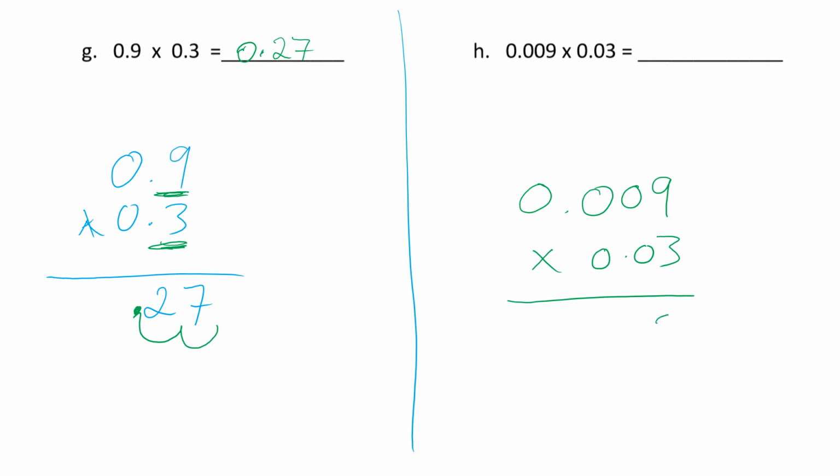For number H, much of the same thing, but we've just got to work out the decimal places. So 3 times 7 is 21, and now to work out the decimal places, 1, 2, 3, 4, 5 decimal places in total. So I'm going to put zeros in as placeholders. So that will be my answer, 0.00027.